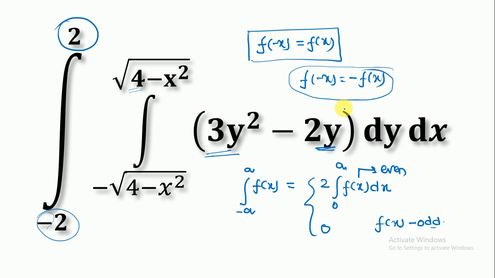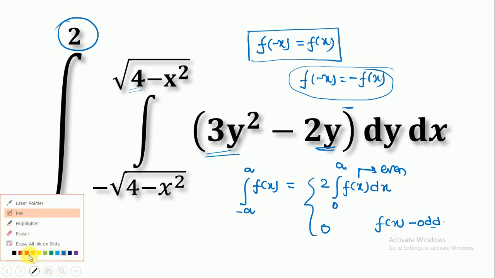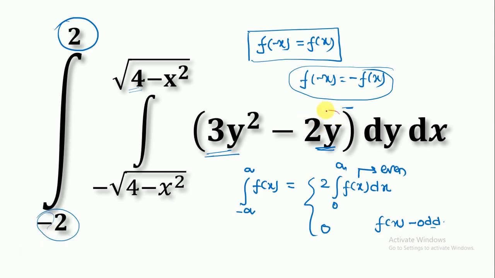Now for this question, you can directly see that 2y is an odd function, and this factor 3y square is even. So you need not carry the burden of the 2y factor, because it is an odd function and the limit is minus a to a, so you can eliminate this factor. You should not solve such a factor.